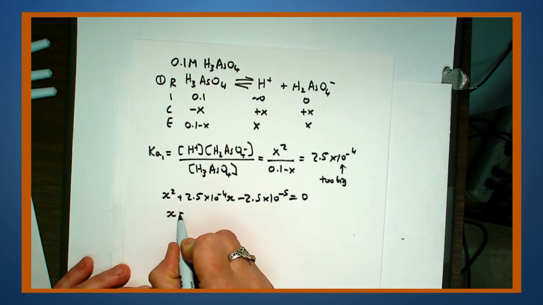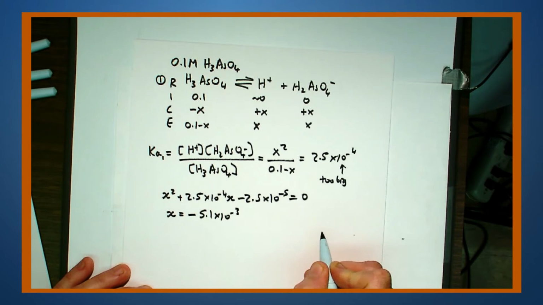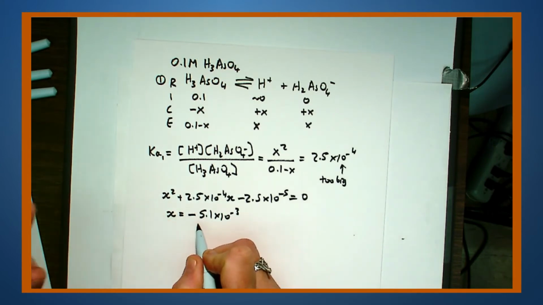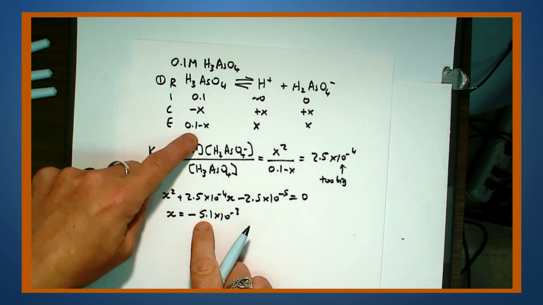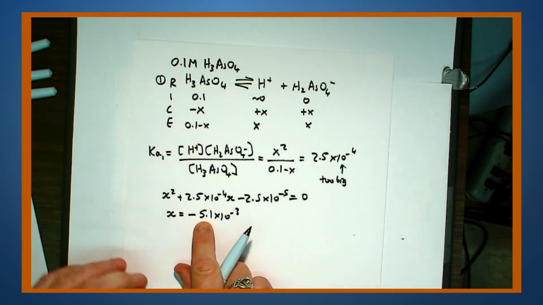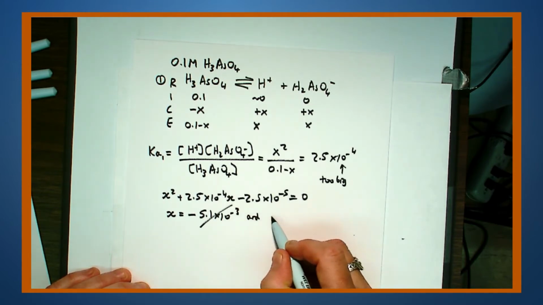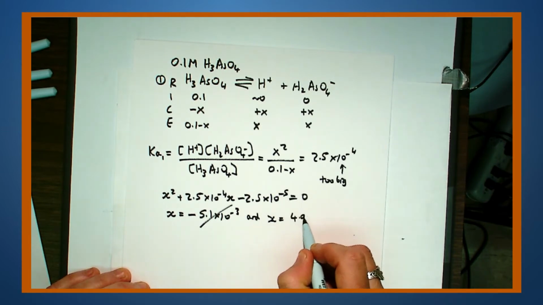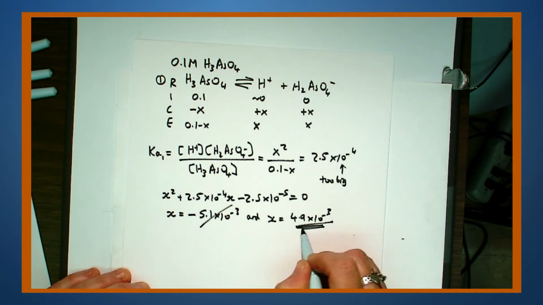You'll get your 2 roots. X is minus 5.1 times 10 to the minus 3. Negative, you write, no, this is not the root you're going to use, because if that's minus, that would make this go up, not down. So this one we know is bad. And the other one we get, so hopefully that one's going to work, we get x equals 4.9 times 10 to the minus 3. So this is the one we're going to use.